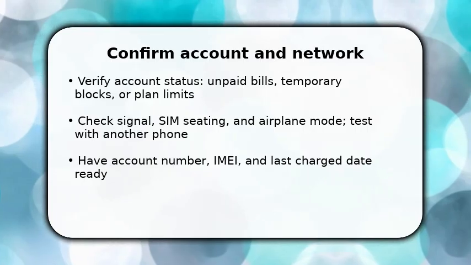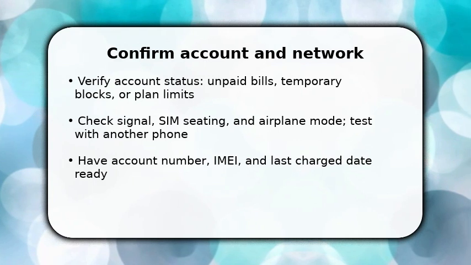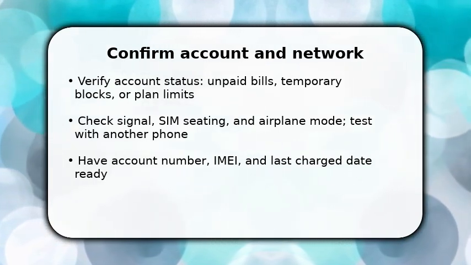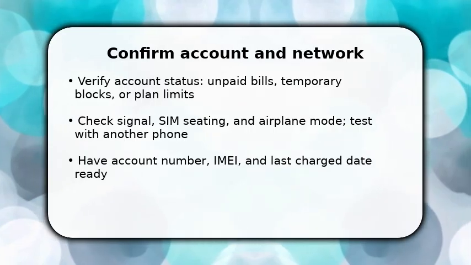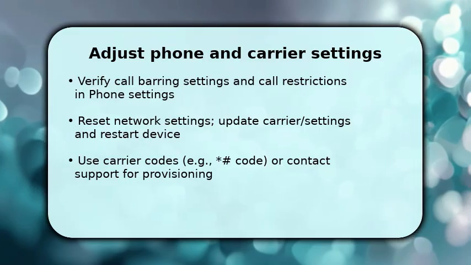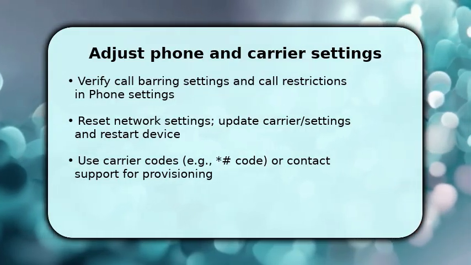Make sure you note the account number, IMEI, and the date of any last payment before proceeding to settings or support. You now change settings and refresh provisioning. On your phone, open call or phone settings and look for call barring, call restrictions, or fixed dialing. Disable outgoing bars and enter any required PIN.